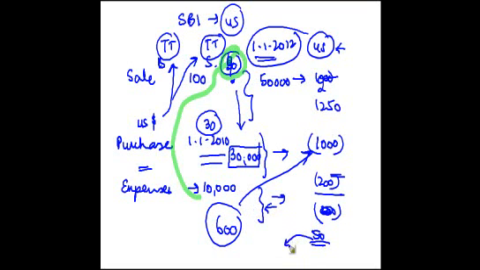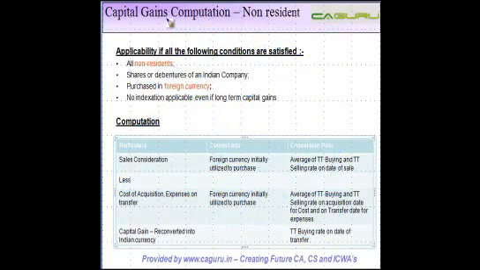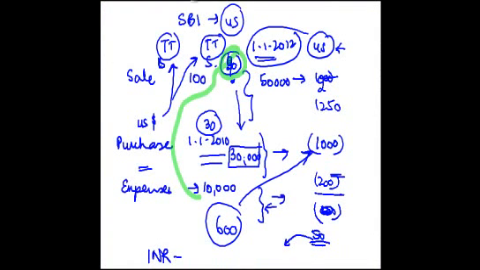Once you have the gain or loss, as the case may be, this has to be converted into Indian rupees by applying the TT buying rate on the date of transfer. It's only the TT buying rate, and not the average. Let's say the TT buying rate was 54. You multiply 50 by 54 and you get 2,700. This is going to be your capital gain.